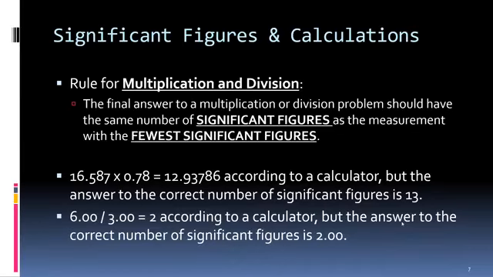A second example, if you take 6.00 divided by 3.00, your calculator will promptly tell you that the answer is 2. However, both 6.00 and 3.00 have 3 significant figures. Therefore, your answer must have 3 significant figures, so instead of writing 2, you must write 2.00.